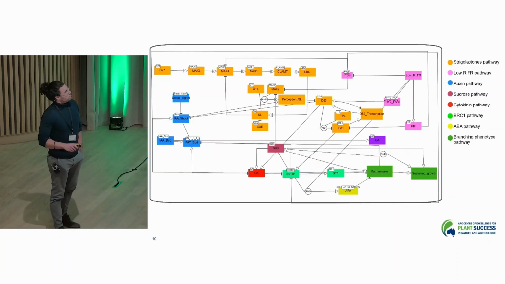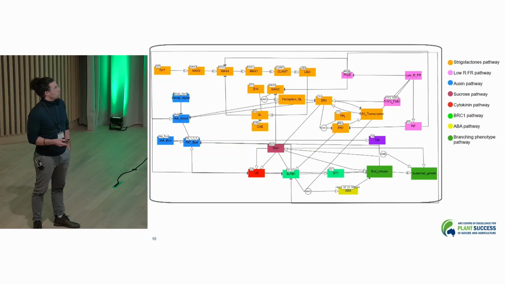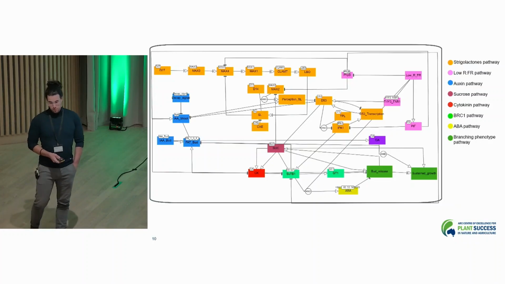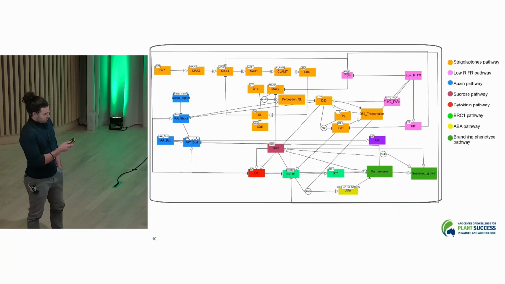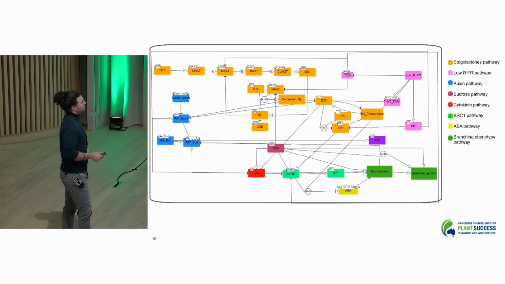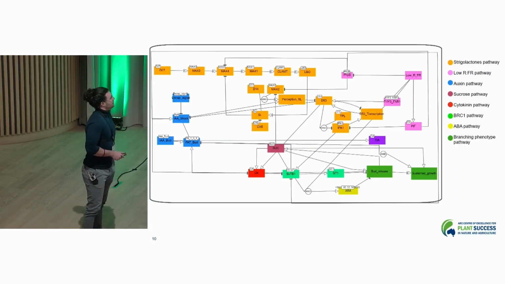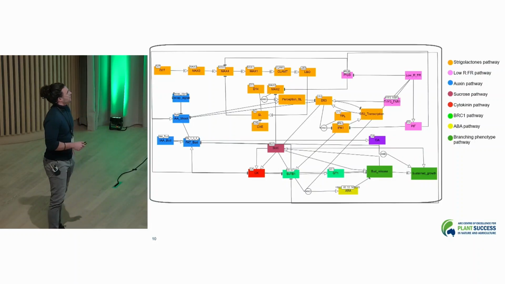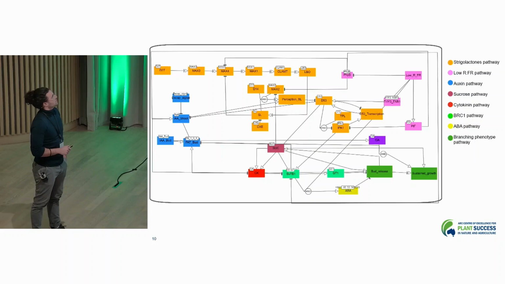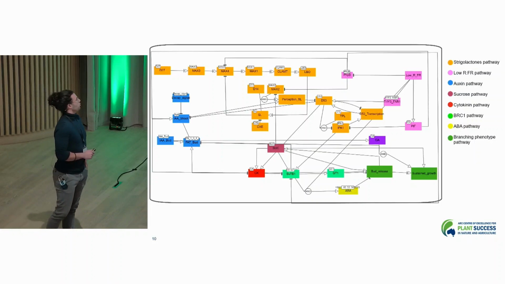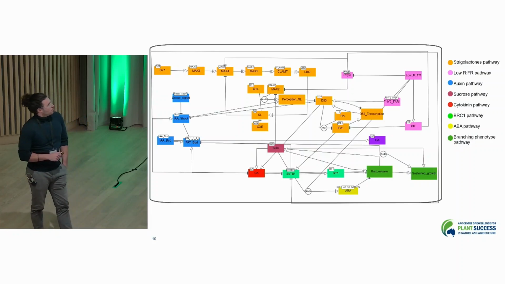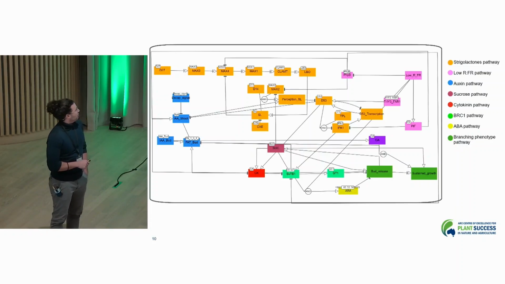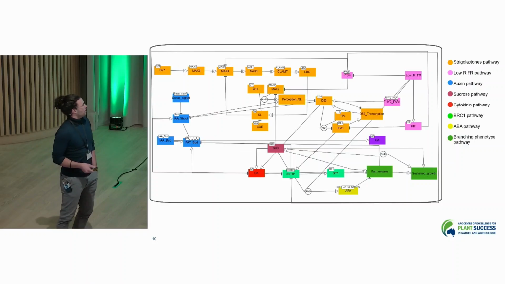So after looking into prior knowledge, we ended up doing this network that you can see here. The different colors are indicating different pathways. And in this network, you will observe that we not only have genes or hormones or proteins, but we have also biological processes. We have also environmental cues like low infrared and sucrose, which is defined by environment.